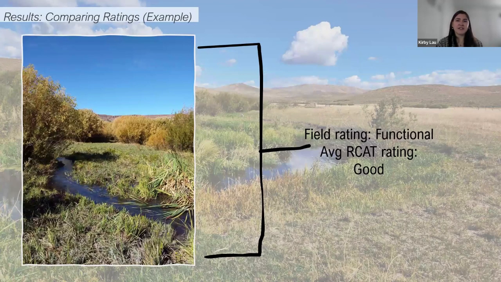Now, this one is an example of a good matchup. In the field, we saw multiple age classes of woody riparian vegetation. We saw plenty of herbaceous riparian vegetation. There was good sinuosity of the stream. We were seeing meanders, and there was very little to no erosion. And so for that reason, we rated this stream as functional. And RCAT actually agreed with that rating, so this was a rating match.